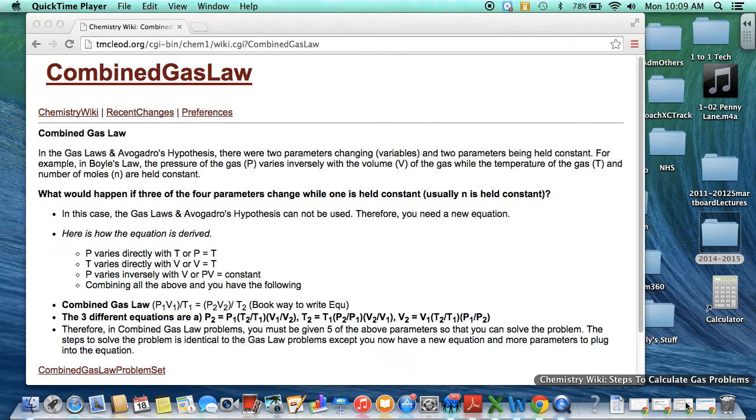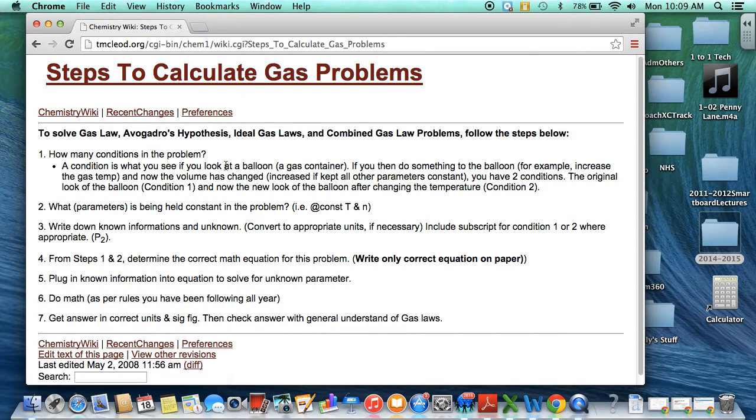By this time you should have listened to the video about the steps you must follow for any gas law problem. The first step is to figure out how many conditions there are. If it has two conditions, meaning you're doing something to the gas and you see action verbs, then the next question is how many parameters are being held constant.